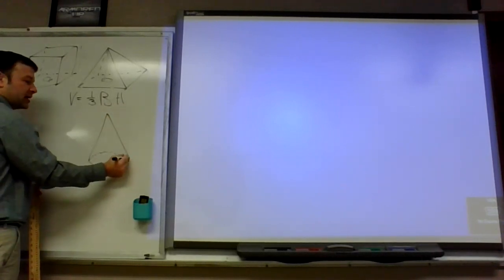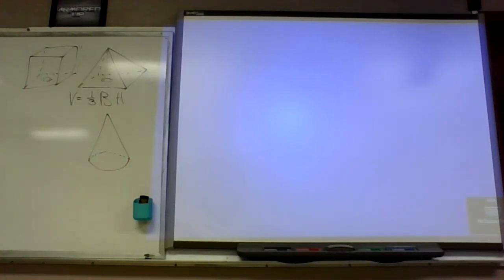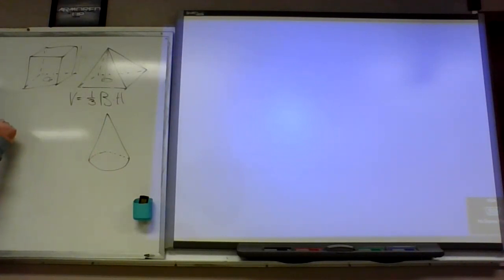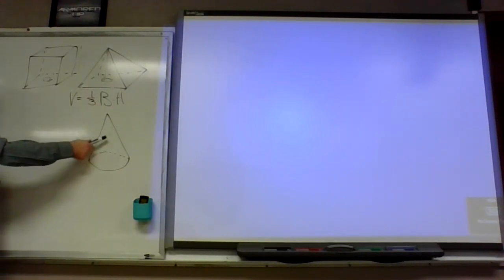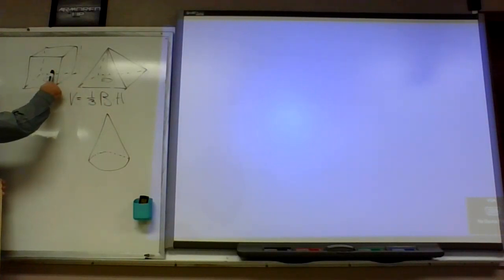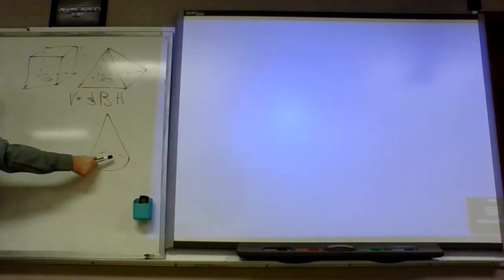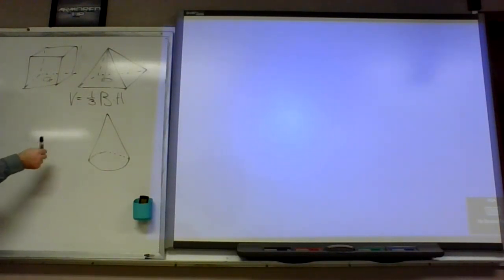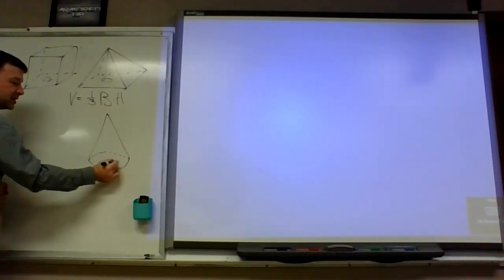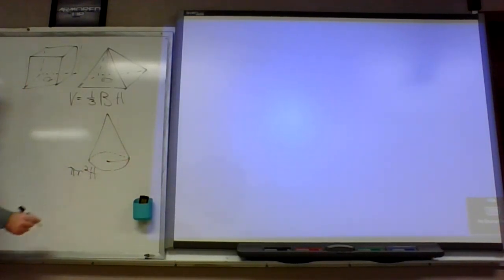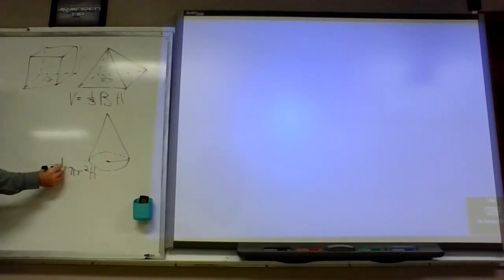Does anybody want to guess what's going to happen for a cone? 1/3 pi r squared. Alright. Like yesterday we did cylinders with pi r squared h, right? So, just like the pyramids are 1/3 of the prisms, rectangular prisms, then the cones are 1/3 of the cylinder. So the cylinder, we did yesterday, pi r squared h. So on a cone though, it's only going to be 1/3 of that. So that would be your volume of a cone.